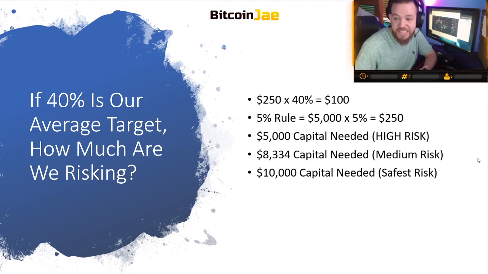So for the safest risk, where you're only risking 1% per trade, $25,000 is actually what's needed here. Not 10,000. 25,000.